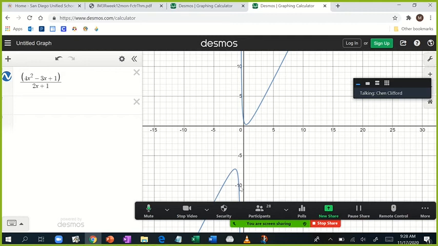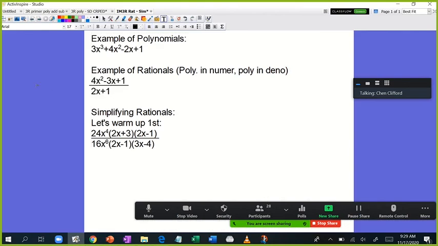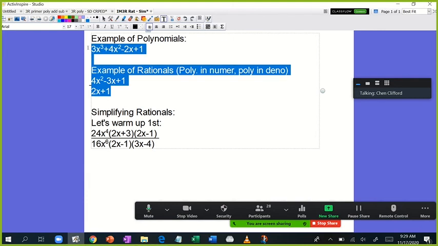So rational graphs, which are basically two polynomials written as a fraction, usually have two or more pieces to them. It's kind of funky. You're used to graphs that only have one piece that you can draw without lifting your pencil, but rationals usually have two or more pieces where you have to lift your pencil to draw. Now that was just a little bit of a for your information, an FYI.